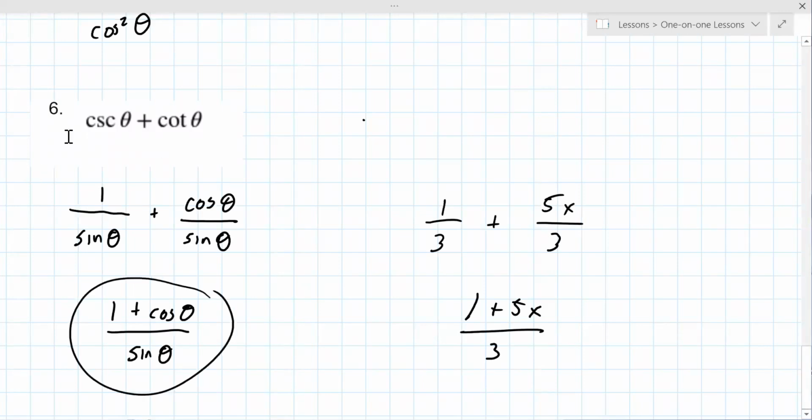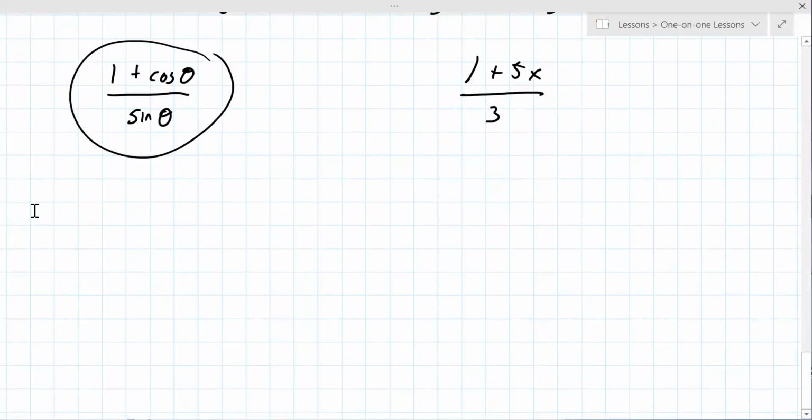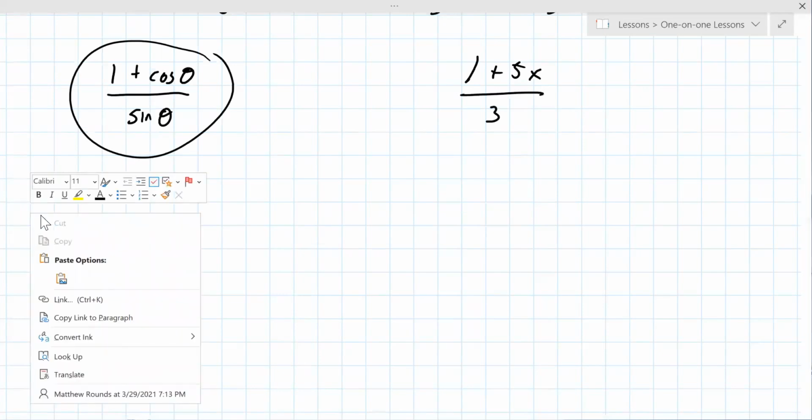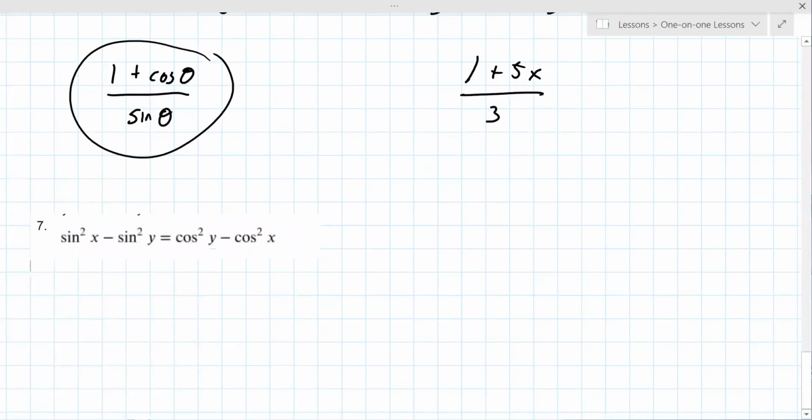These are leading into 7. You're going to get 7 on your test. You wouldn't necessarily get 4, 5, and 6, because what we did in 4, 5, and 6 leads to what you're going to do in 7.